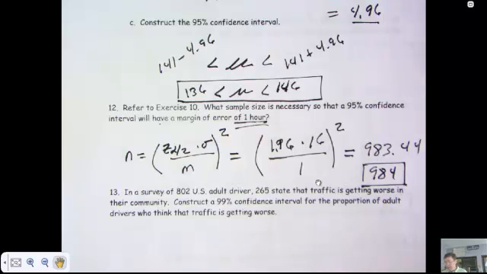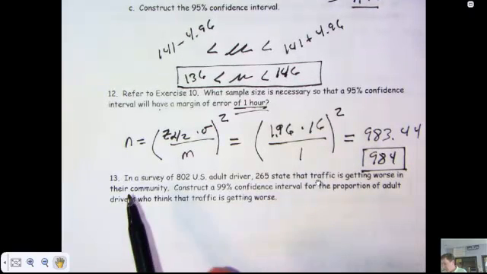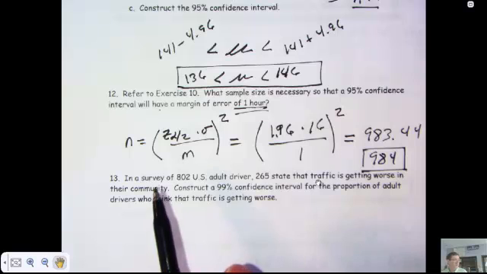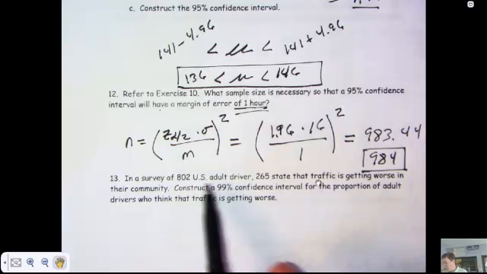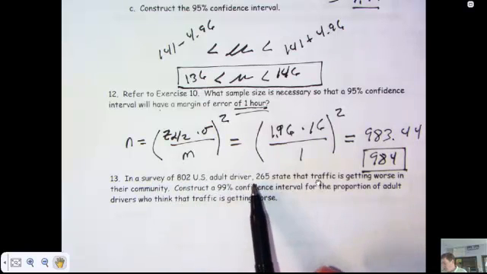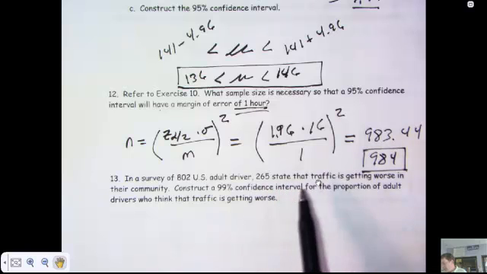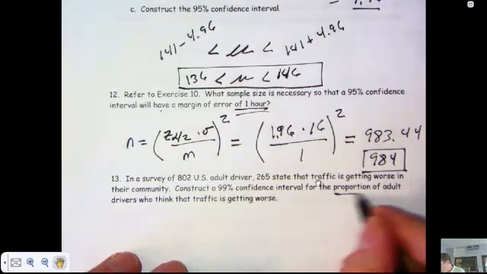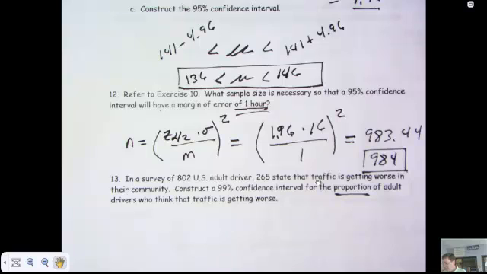Okay, number 13. This time, you guys ready? I have surveyed 802 U.S. adult drivers. 265 state that traffic is getting worse in their community. Construct a 99% confidence interval for the proportion of adult drivers who think that traffic is getting worse.